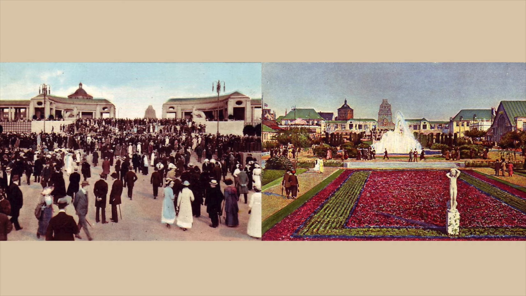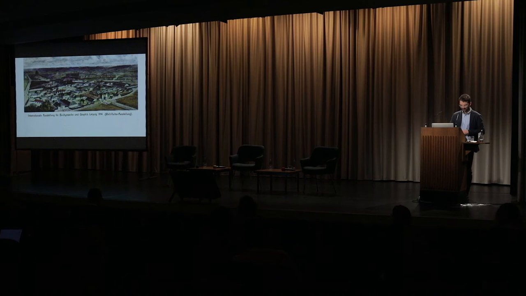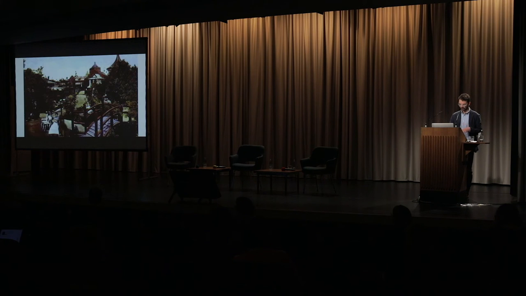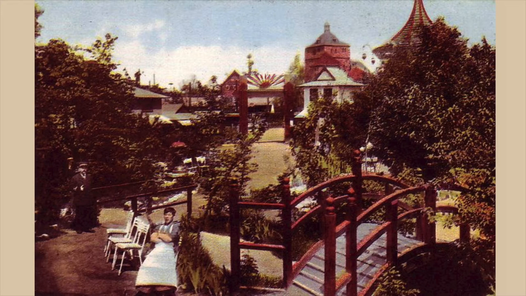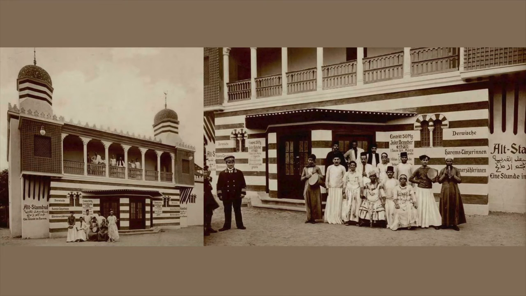The Book Trade exhibition was billed as an exhibition of world cultures. Very fitting. Much like its predecessor in Dresden, it constituted a distinctly asymmetrical microcosm of a rapidly globalizing world with numerous national pavilions, colonial dioramas, and even a recreation of old Istanbul, where visitors could watch dervishes and harem dancers while sipping their complimentary mochas.